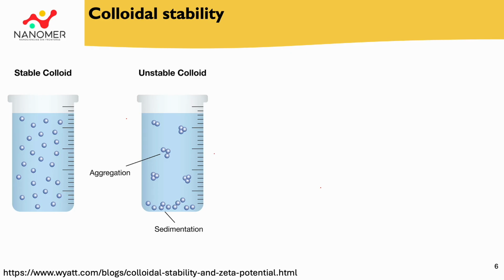In addition to sedimentation and Brownian motion, we have to consider colloidal stability. On the left, we see a stable colloid. The particles are individual, well suspended. On the right, we see an unstable colloid where we see certain aggregates. It's impossible to make a nice homogeneous film if we have aggregation in our solution.